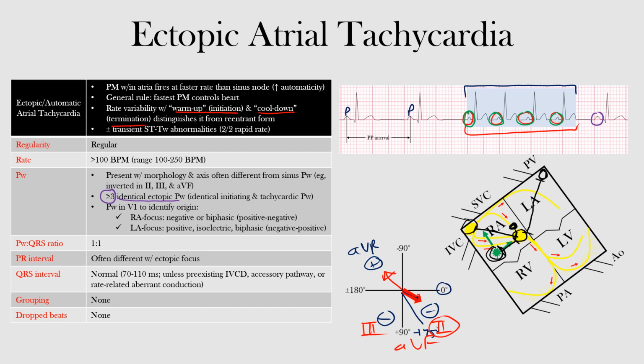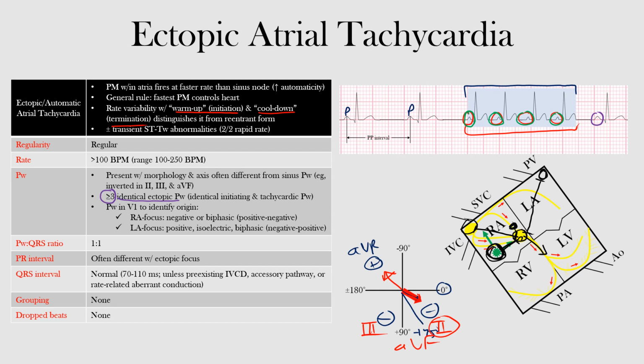Now typically we'll have 1-to-1 AV nodal conduction, meaning that we'll have one P wave for every QRS complex. That is, every depolarization wave that reaches the AV node should be conducted through to the ventricles. So every impulse that comes from this and gets to our AV node should be conducted down there to the ventricles. So just a few more points.